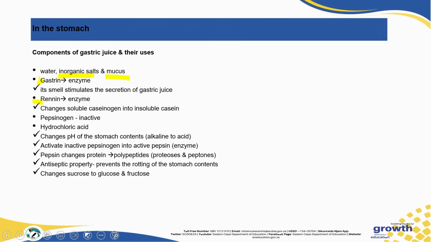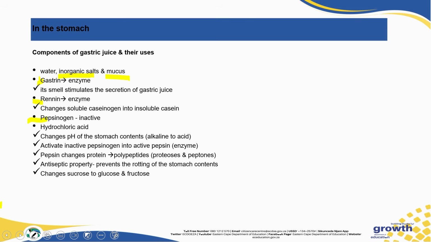And also we have another enzyme, which is renin. The function of renin is that it changes the soluble caseinogen into insoluble casein. In the case of milk, it curdles the milk. You'll find that when you drink milk and then vomit, you no longer vomit milk, but you vomit sour milk. Then we have the pepsinogen.